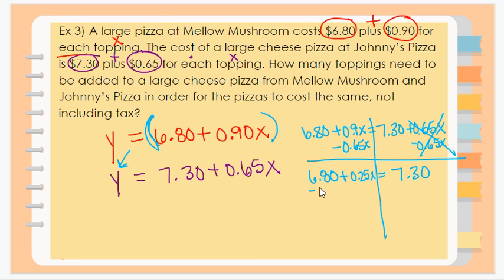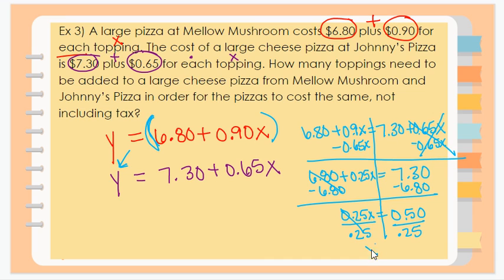Now I'm going to subtract 680. So I get 25 cent X equals 730 minus 680. I'm using my calculator. Hopefully you're using yours too. And that equals 50 cents. Divide by 25 cents, 0.25, and we get X equals 2.